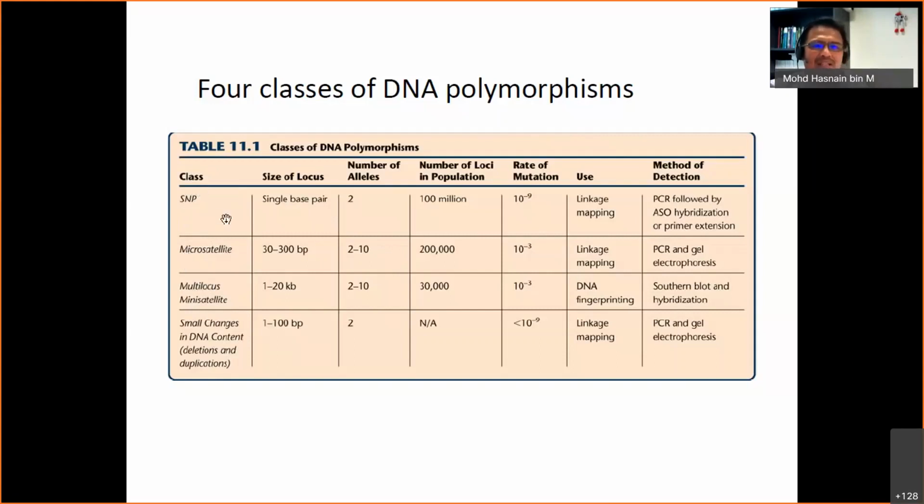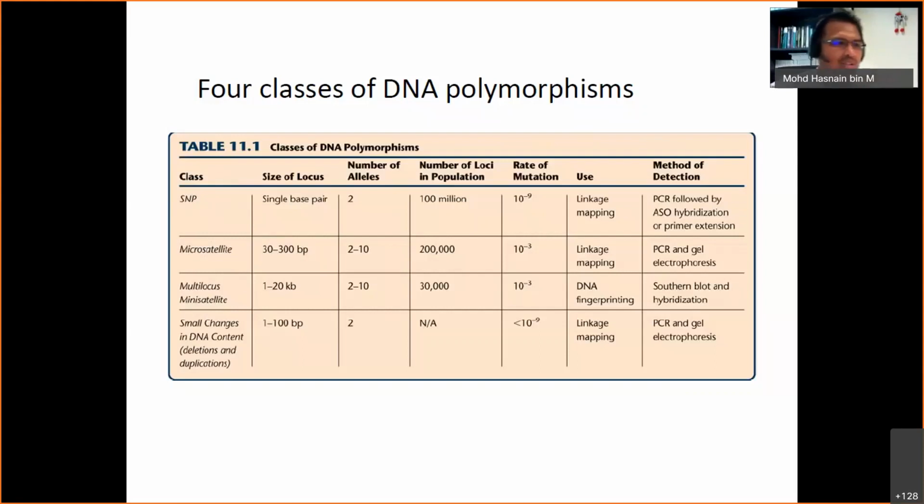And SNP, the way it's pronounced is not "SNP". SNP is pronounced as "snip". Okay, SNIP, SNP, snip. SNP is equivalent to single nucleotide polymorphism.